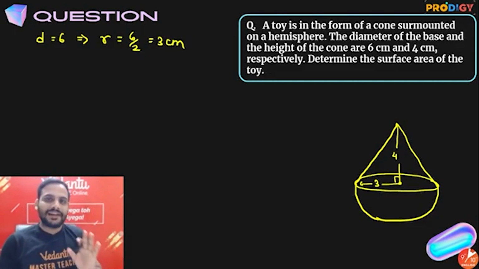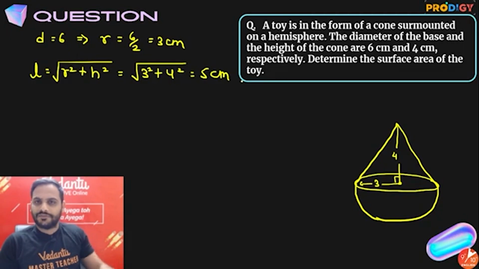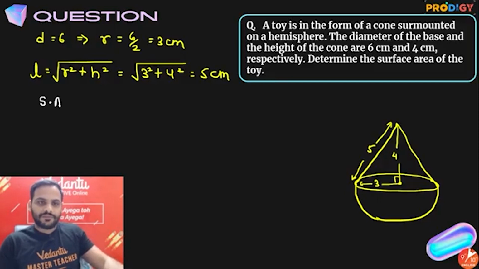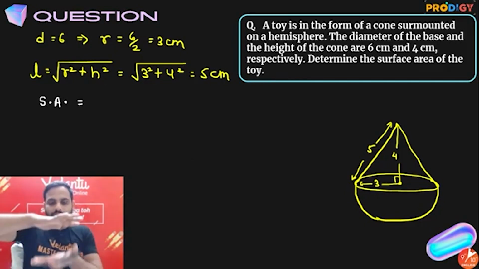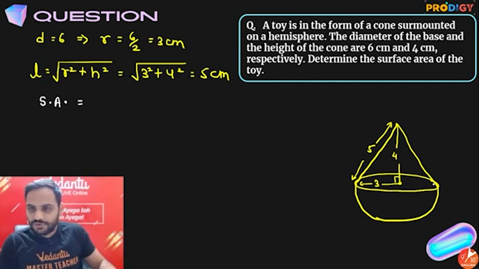Now we need to find the slant height of the cone as well. Slant height will be the square root of r square plus h square, which is the square root of 3 square plus 4 square, which is 5 centimeter. All of us know that. Radius of the hemisphere also is 3 only. Now if we have to find the surface area of the solid, first thing, the base of the cone and the hemisphere have merged. So this is not a surface now. This surface has been covered.